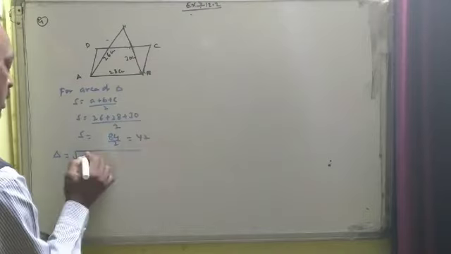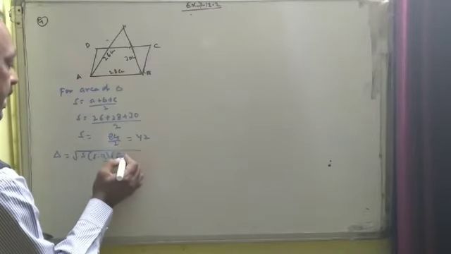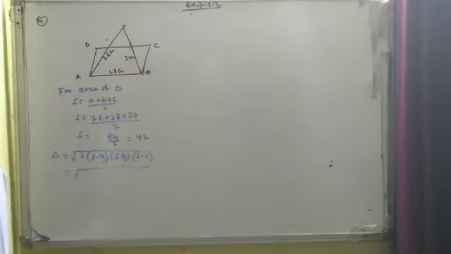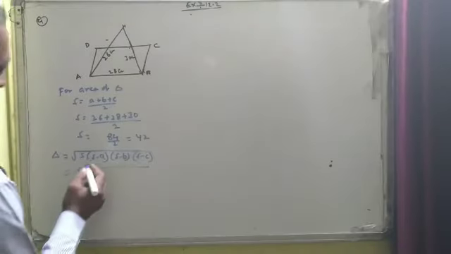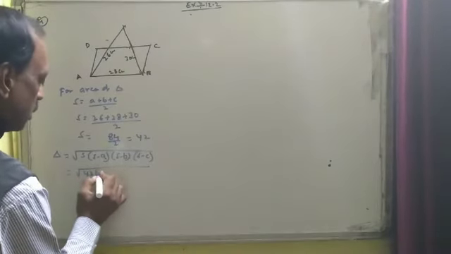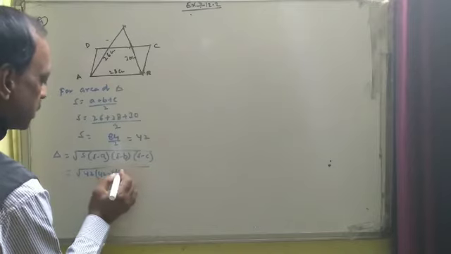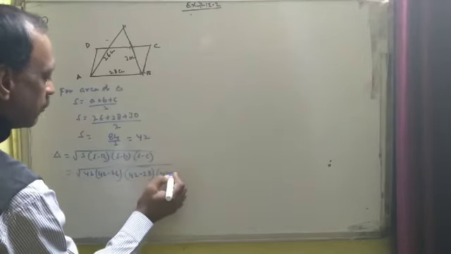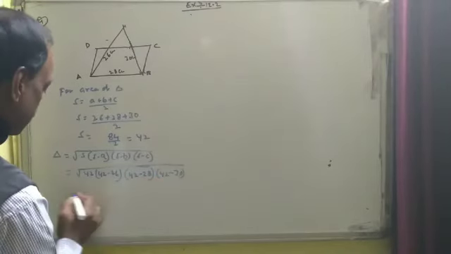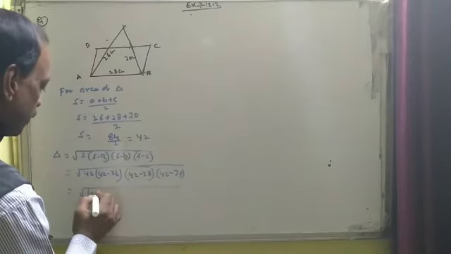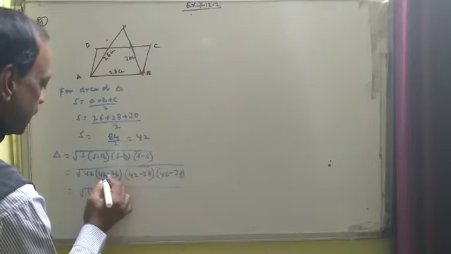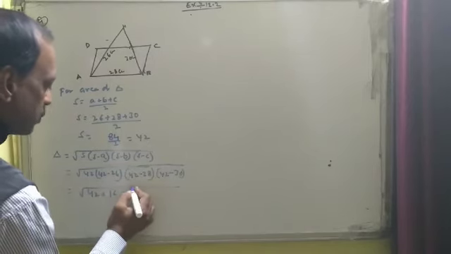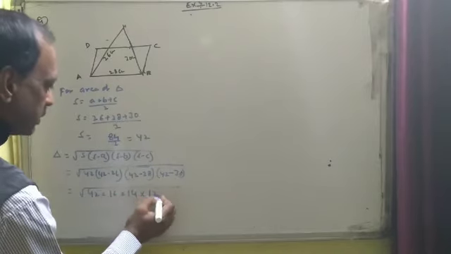Now for the area, the formula should be written first, and after writing the formula the values will be put in. So S is 42. Now this is 42 minus 26, 42 minus 28, and 42 minus 30. 42 minus 26 is 16, and 42 minus 28 is 14, and this is 12.